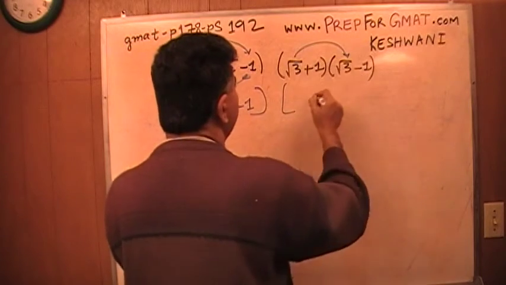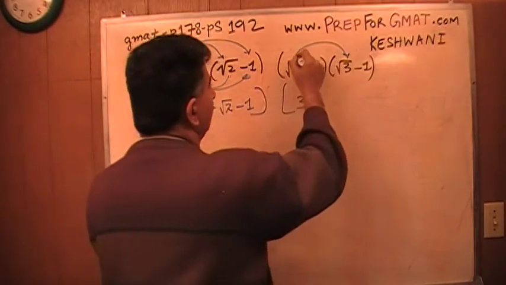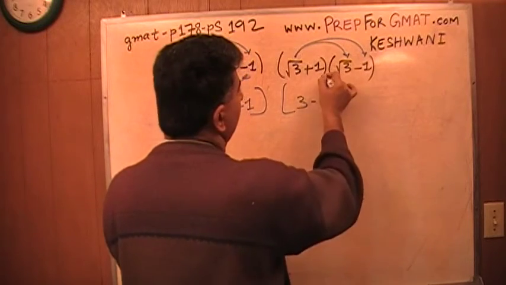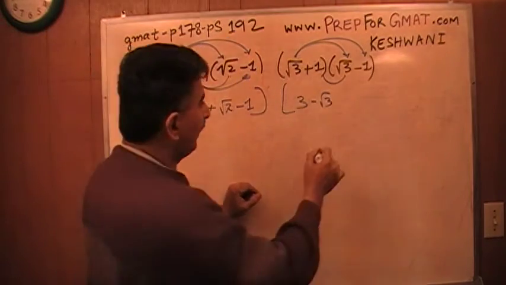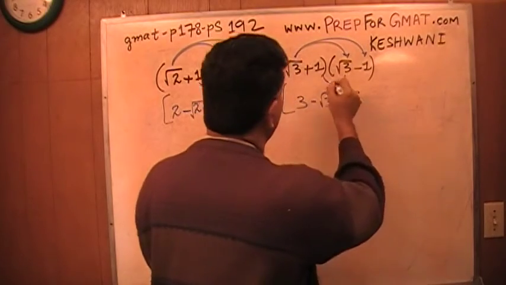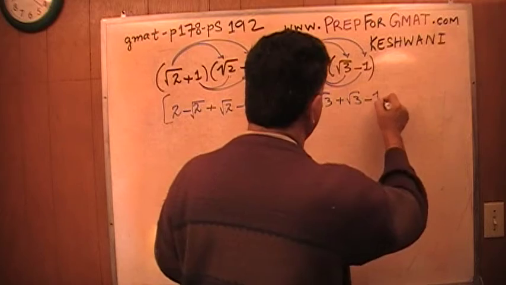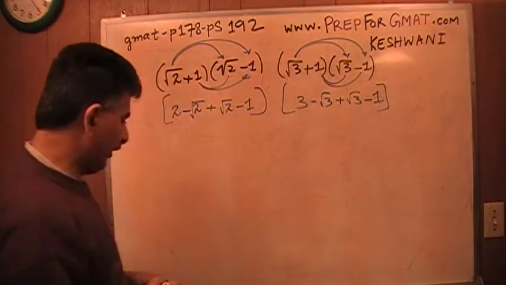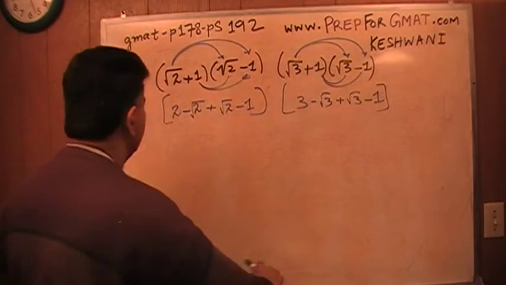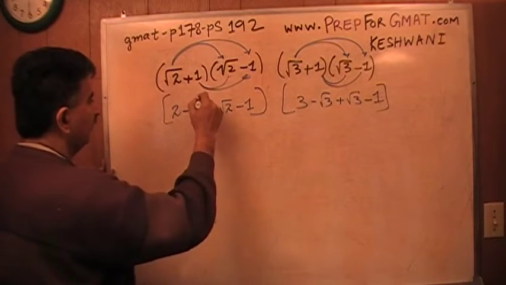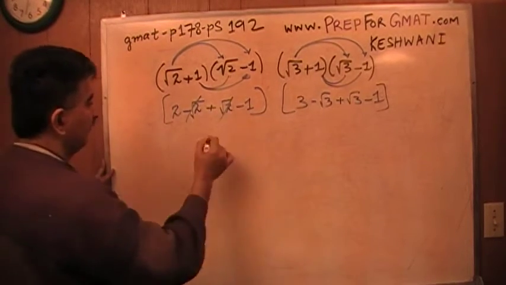Root 3 times root 3 is just 3. Root 3 times negative 1 is negative root 3. Root 3 times positive 1 is positive root 3. And then positive 1 times negative 1 is just negative 1. And we just have to evaluate it, that's all. Let's see. Negative root 2 and positive root 2 drop out. 2 minus 1 is just 1.